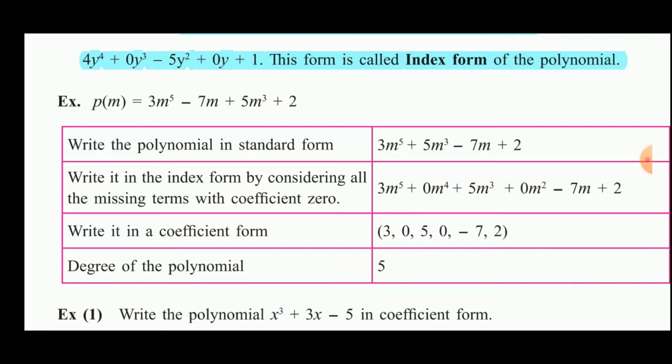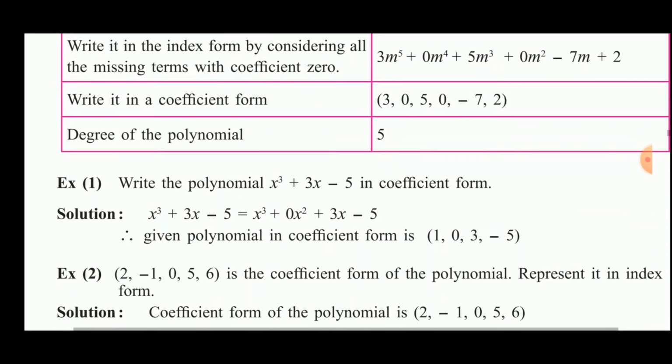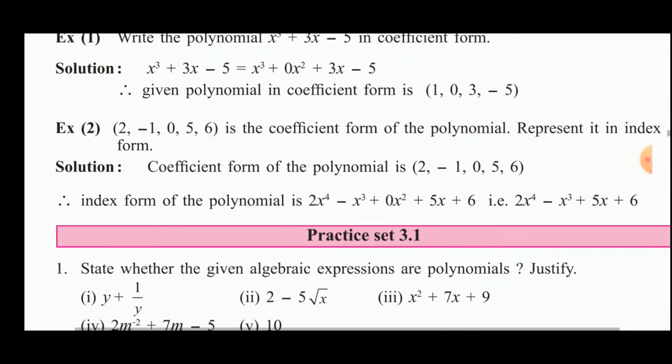(3, 0, 5, 0, minus 7, 2). Now what is the degree of this polynomial? 5. So this way you can write down the coefficient form and index form of the given polynomial.